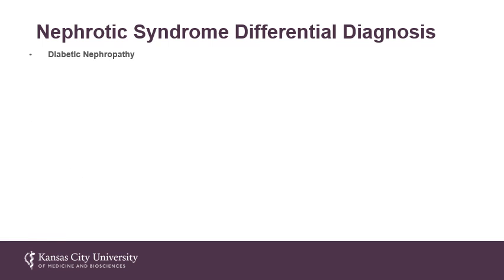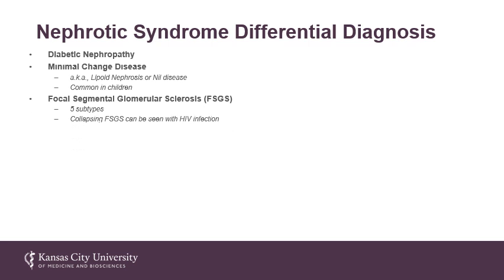So what's the differential? Well, diabetes is the number one cause of nephrotic syndrome in the U.S. And then in children, you'll see minimal change disease, also known as lipoid nephrosis or nil disease. FSGS, focal segmental glomerulosclerosis, is often seen. There's several different subtypes. A subtype known as collapsing FSGS is typically seen in HIV, which is a common board question.